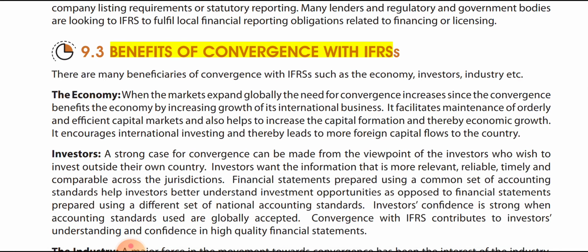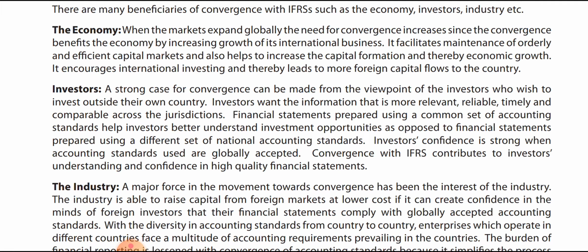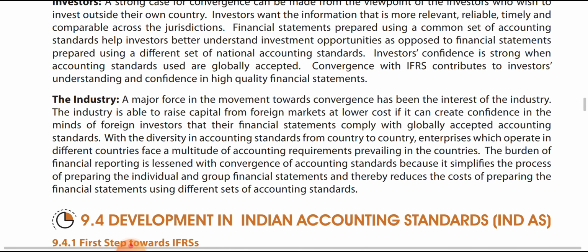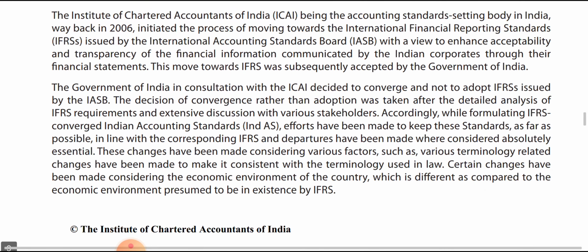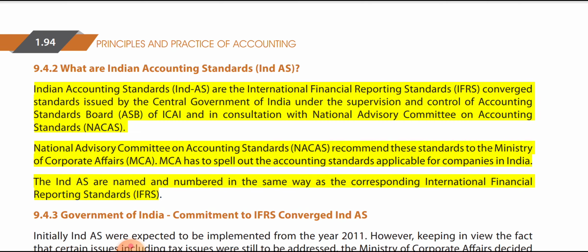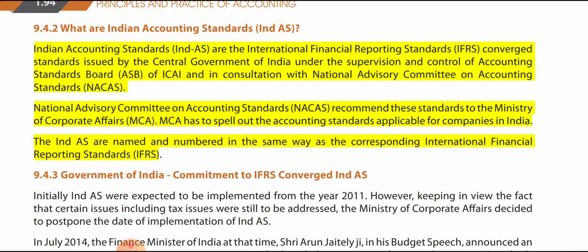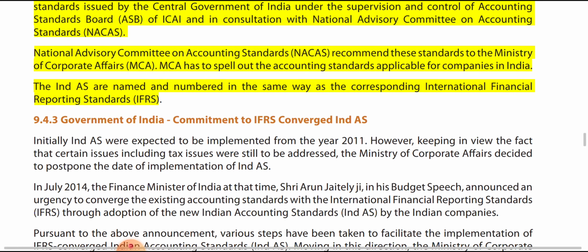The economy was benefited, right? Because we are now trading globally. Investors were benefited, they can understand your financial statements. Industry was benefited. As we move towards convergence, it was very easy for them to raise capital from foreign operations. So these were the benefits of convergence. Now if you see what Ind AS are, they are just IFRS that have been converged, issued by the central government under the supervision and control of ICAI, and in consultation with the National Advisory Committee on Accounting Standards, that is NACAS. Now who notified these standards? It was MCA, the Ministry of Corporate Affairs.